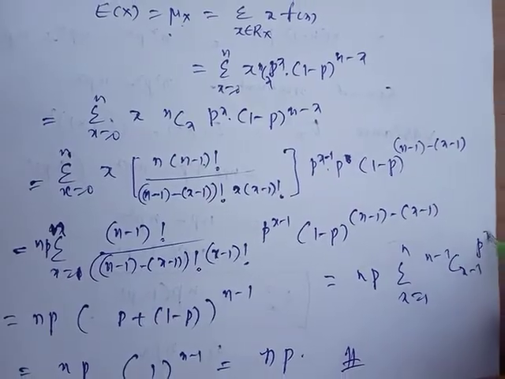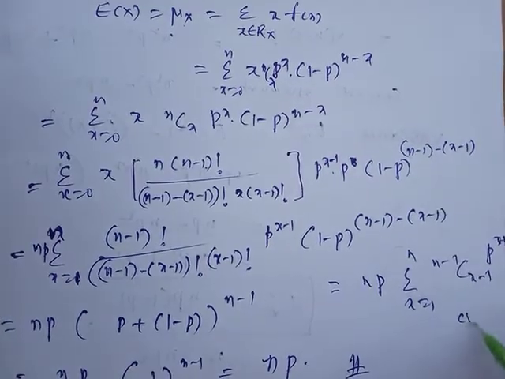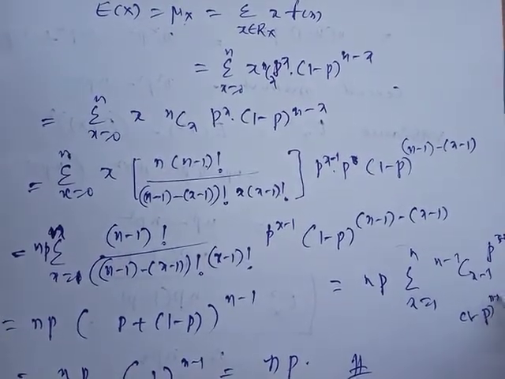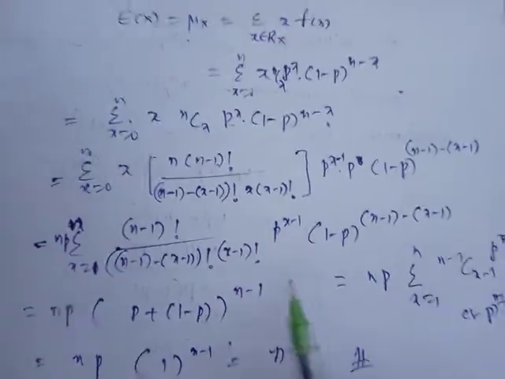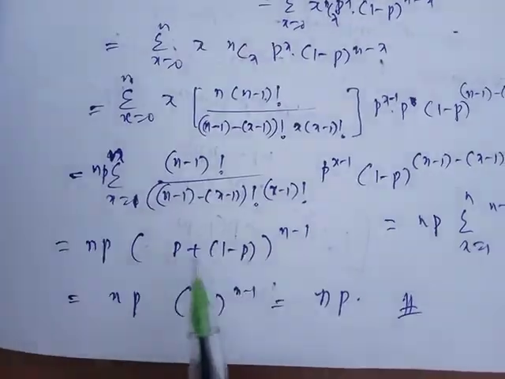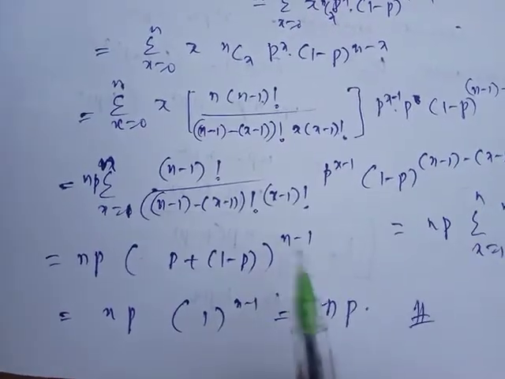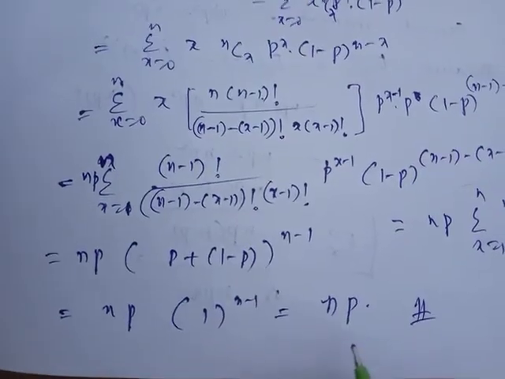The remaining terms are p to the x minus 1 and (1 minus p) to the (n minus 1) minus (x minus 1). So the total is the same as the binomial theorem: we can write (p plus 1 minus p) to the n minus 1. The total value is np, which is the mean.